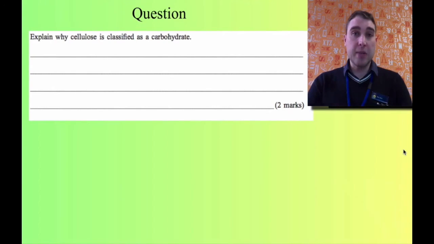So that's it for our carbohydrates today. We looked at the general structure of a carbohydrate, we looked at the types of carbohydrates, we looked at their solubility, we talked about the ring and the chain structure of glucose, and we answered some simple questions on carbohydrates.